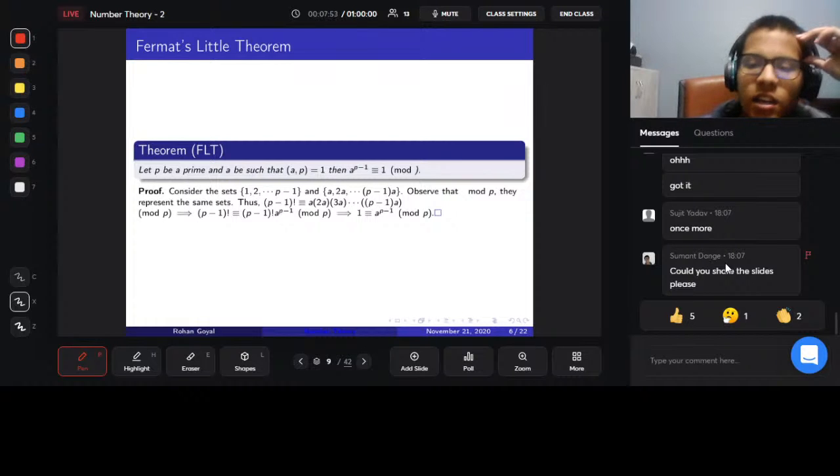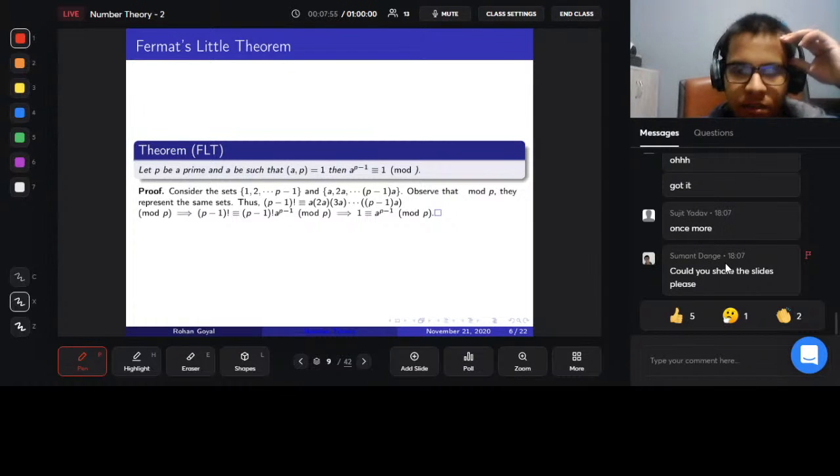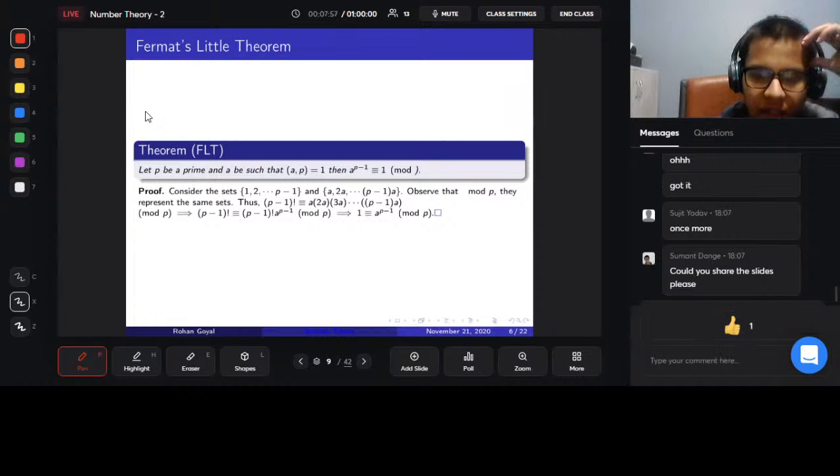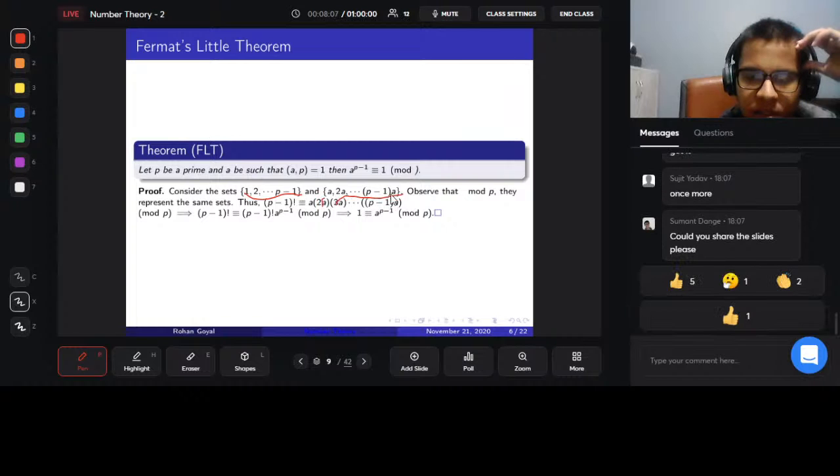Okay. I'll go through it once more. I assume that you understand why these sets are the same, mod p. Now, because they're same, their product is also same, mod p. The product of all the elements must be same because they're the same set.